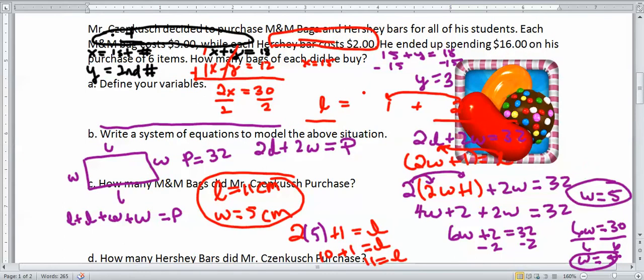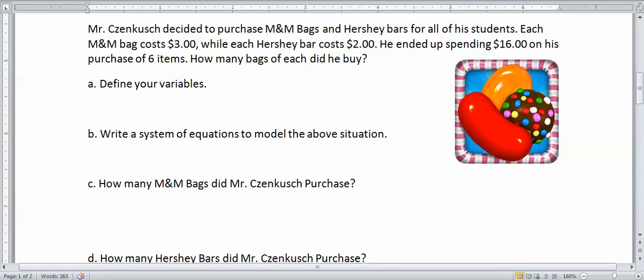Okay, so it says Mr. Singish decided to purchase a bag of M&Ms and Hershey bars for all of his students. Each bag of M&Ms cost $3, while each Hershey bar cost $2. He ended up spending $16 on his purchase of 6 items. How many bags of each did he buy?